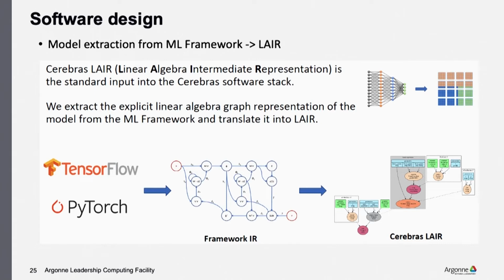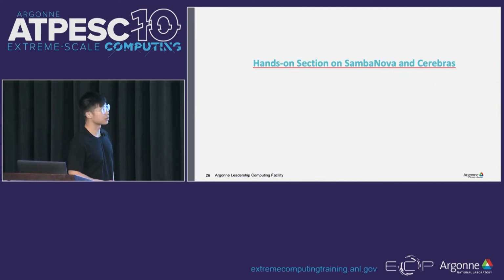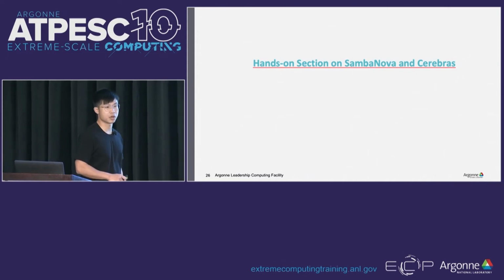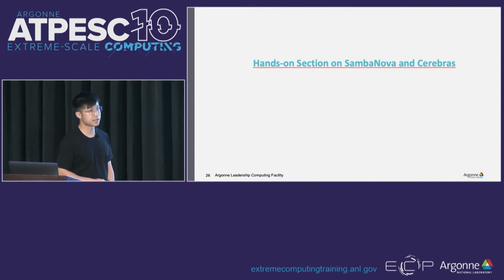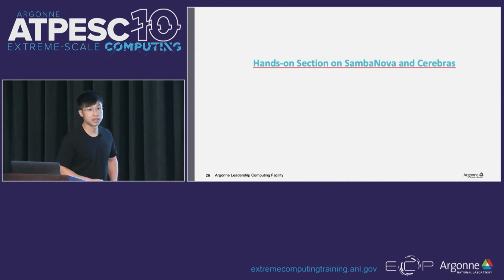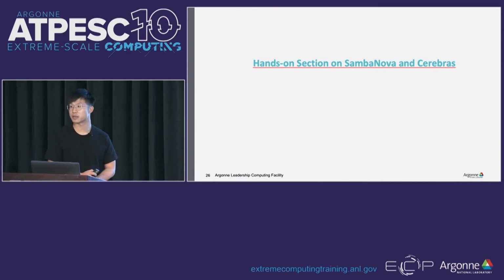I left half an hour for the hands-on section. For the hands-on section, we have the systems for SambaNova and Cerebras. For Cerebras, we have 2 nodes, and each node has 8 RDUs, which means we can only run 8 jobs at the same time on each node. But we have 2 nodes, so we can run 16 jobs at the same time. Carol also mentioned that maybe we can set up a pool or something to synchronize with each other to use the hardware.